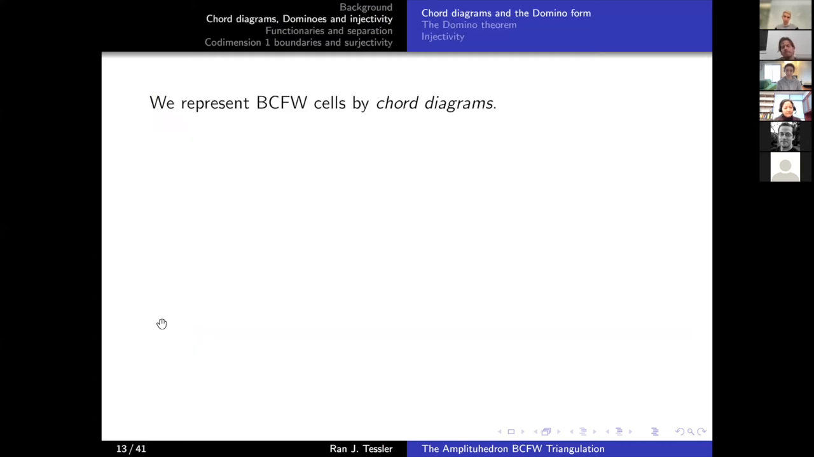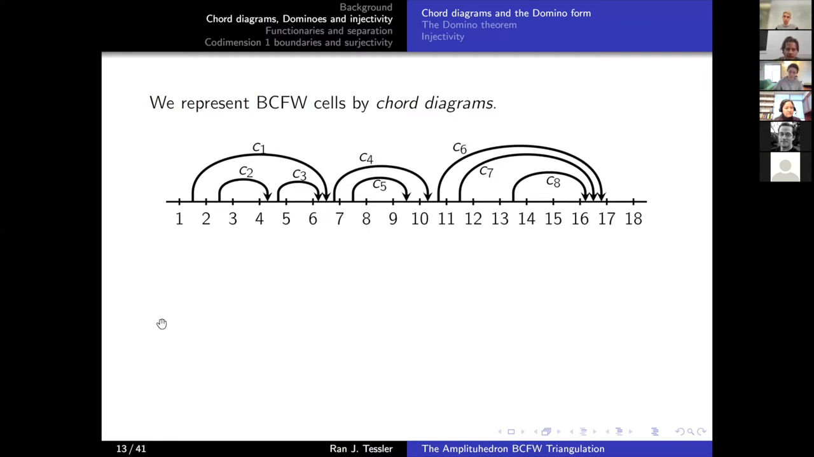We start by proving the domino conjecture by Karp, Williams, Zhang, and Thomas. For this, I want to describe another object that we use to label BCFW cells. It doesn't label general positroids, but it is very much suited to the combinatorics, algebra and geometry of BCFW cells, and that is chord diagrams.